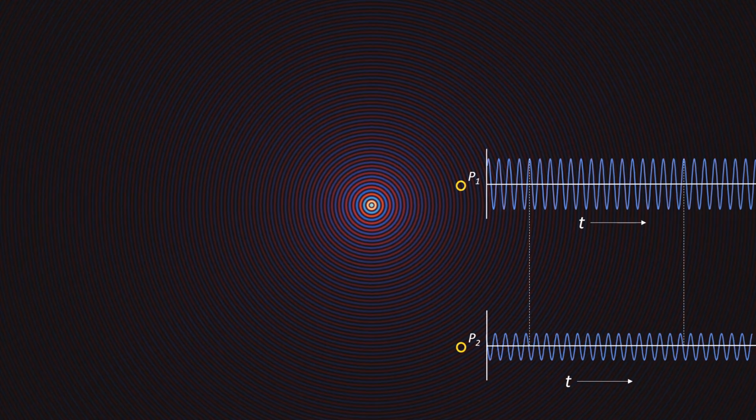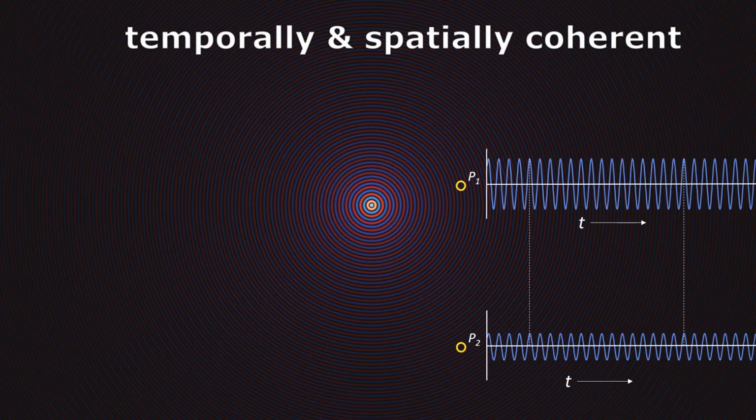The same is true for any two points separated by space. If we ignore any differences in phase or amplitude, the waves in these 2 points are always in sync. So for this wave, we can state that it is coherent in both time and in space. Let's take a look at a completely different wave.